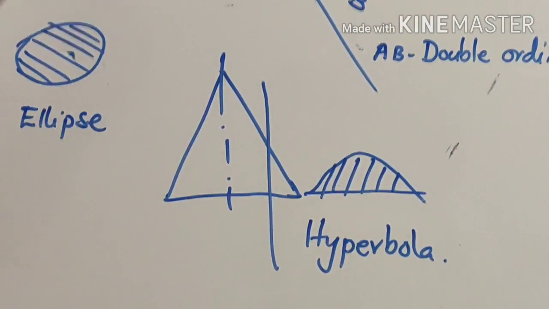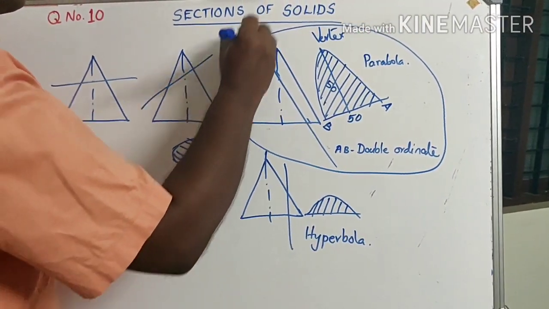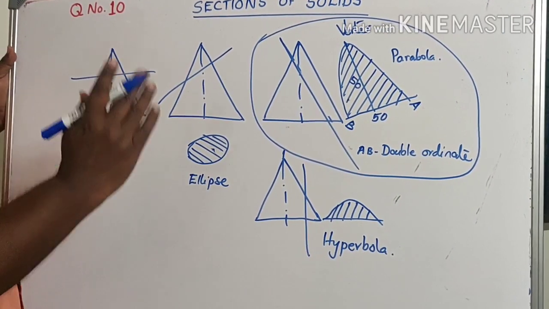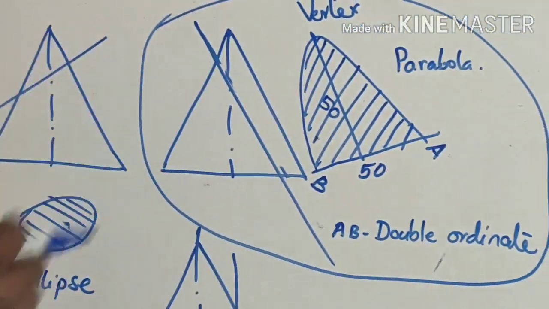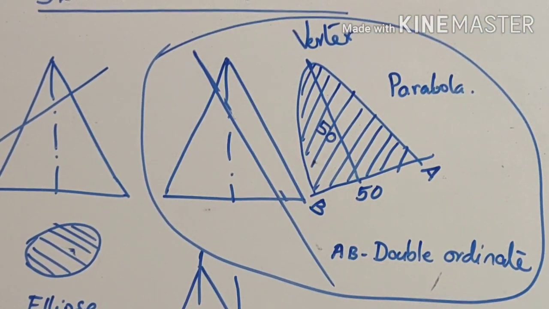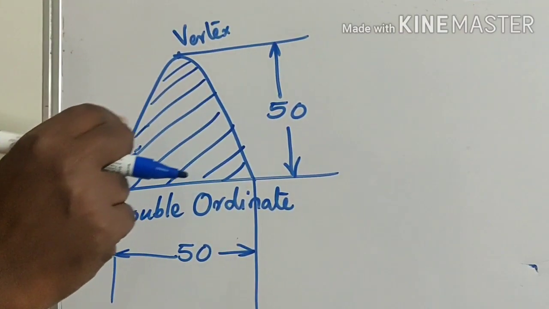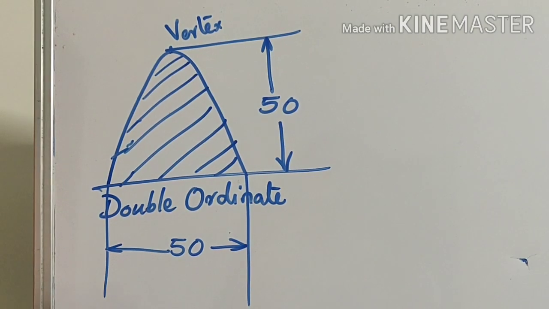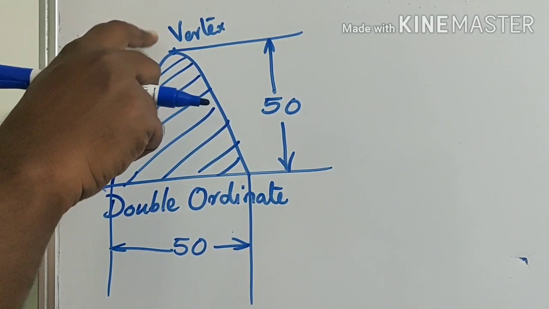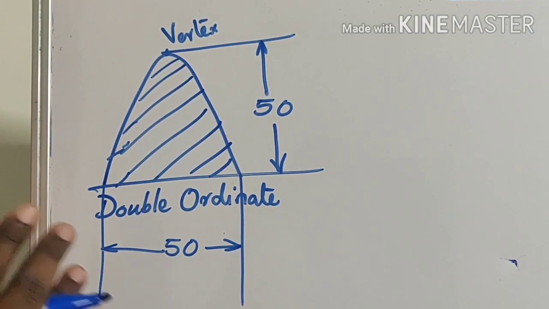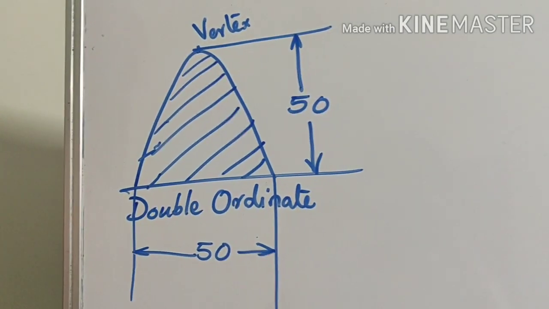So, in this particular problem, we are much concerned about this part. That is, the section obtained is a parabola. So, the section plane should be parallel to the generator. According to the problem given, there is a parabola as the section where 50 mm is the double ordinate and 50 mm is the distance from the vertex. Now, what is the relevance of this section with the given problem that we will discuss now?